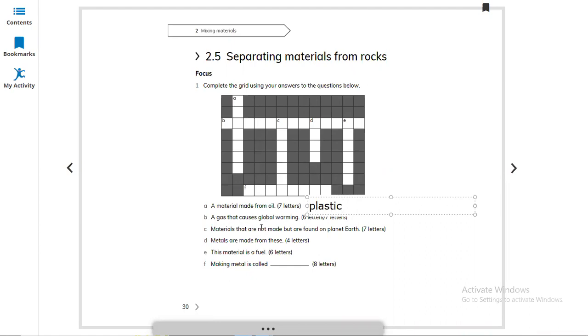After this, a gas that causes global warming. Number B. It is global warming. This is carbon dioxide. As we are talking about global warming, it's obviously carbon dioxide.